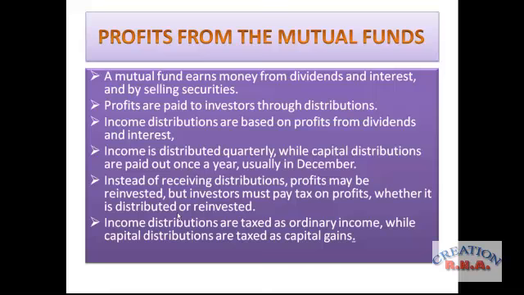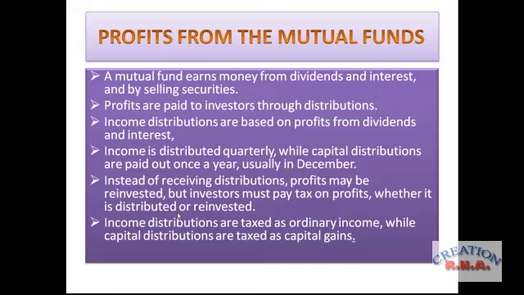It may be giving you the profit every 3 months or so. Okay, that's known as the income distribution. Income distributions are based upon the profits from dividend and interest, not from the capital gains. Mind you, the capital gain would be distributed only once a year. Okay, income is distributed quarterly while the capital distribution is paid only once a year, usually in December. Okay, it can be any other month also, depending upon the organization.